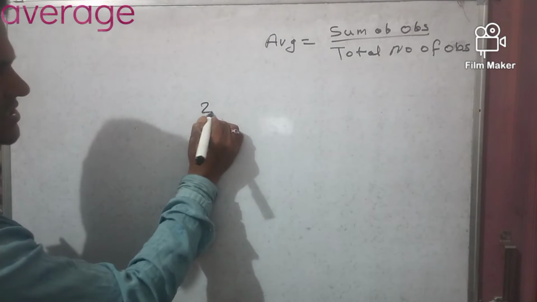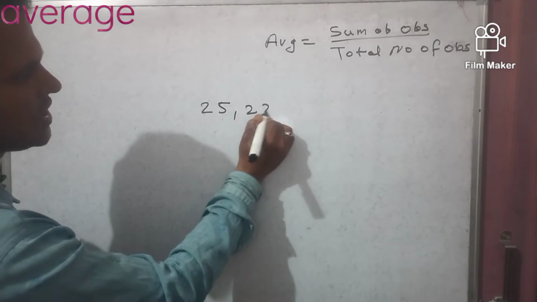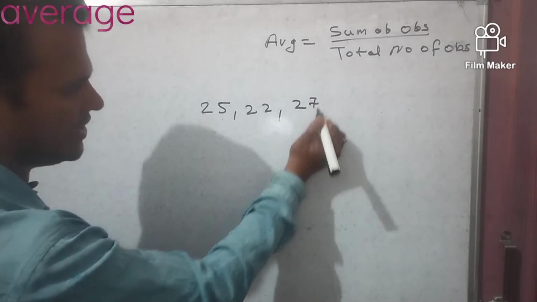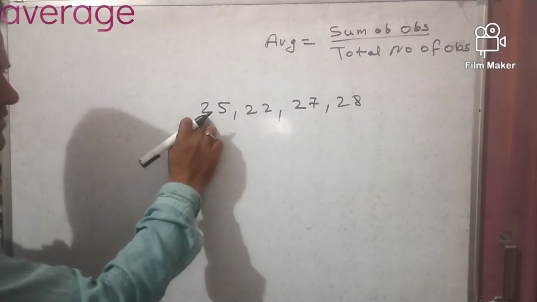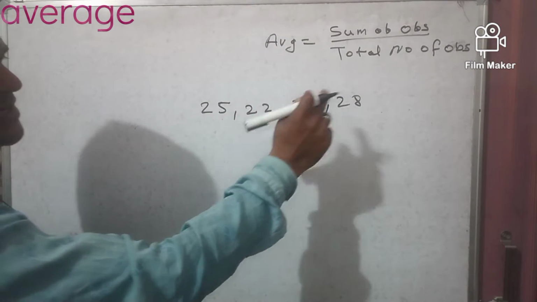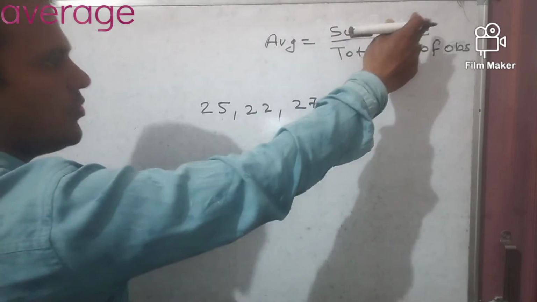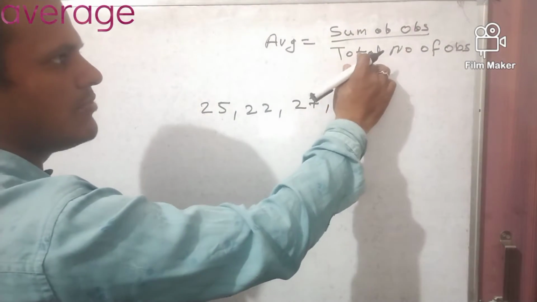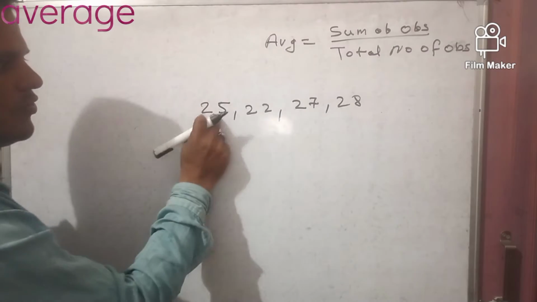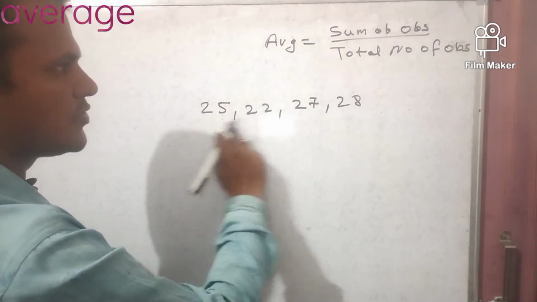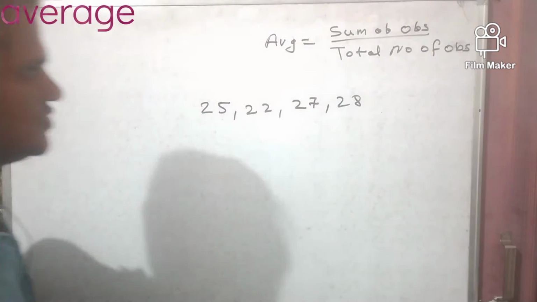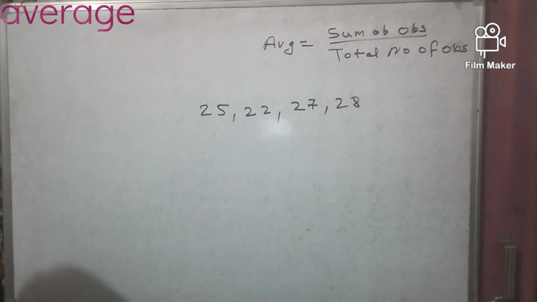Suppose the numbers are 25, 22, 27, 28. So 25 plus 22 plus 27 plus 28 will be the sum of observations, and the total number of observations is 1, 2, 3, 4. So divide by 4. Total sum divided by the total number, right? So now let's start question number 1.